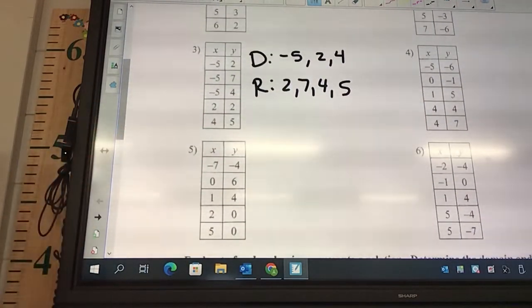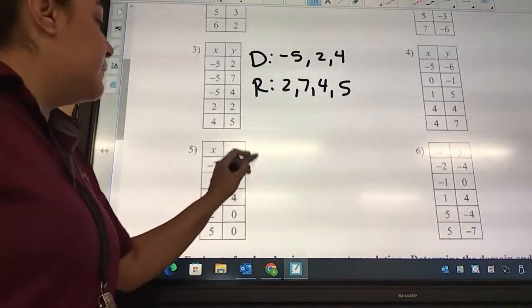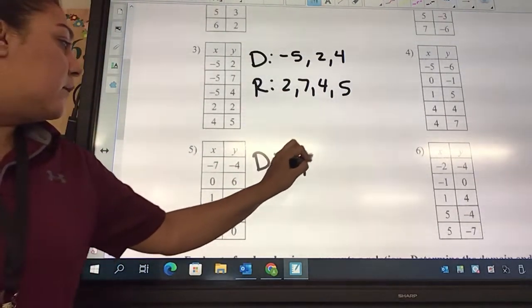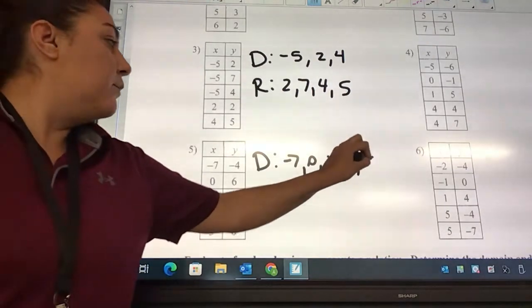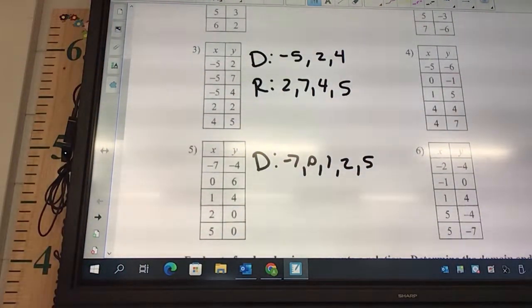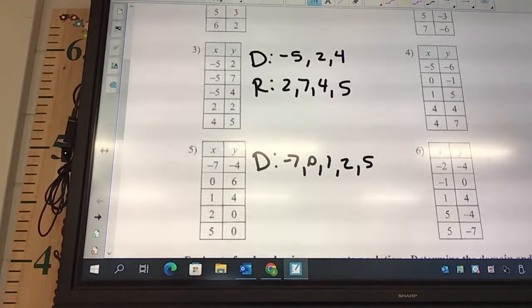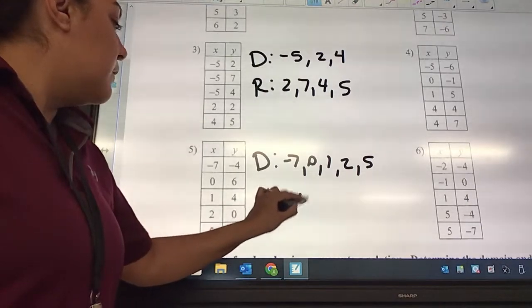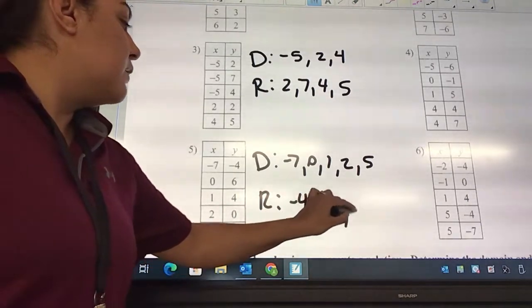Does that make sense? Is anybody lost? Okay. Look at 5, the domain. -7, 0, 1, 2, and 5. What does the domain cover? X's or Y's? X's. Domain is the X's. Okay, the range is the Y's. Okay, the range is going to be -4, 6, 4, 0.